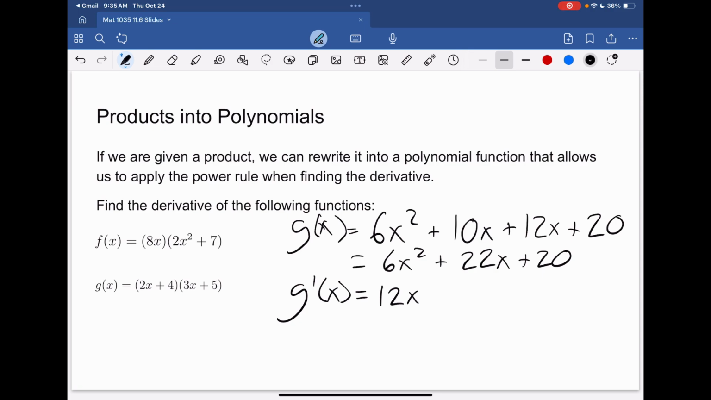All right, just like we had with 56 on the last one, it's 56x. This one I have 22x, and so the derivative of 22x would be 22. The derivative of 20 is 0 because it is a constant. So therefore, my derivative for that function is 12x plus 22. All right, and that's all I need to answer.